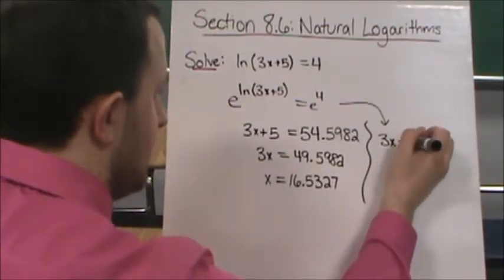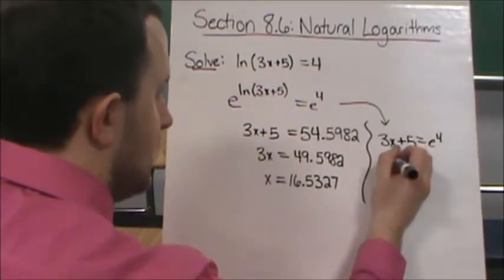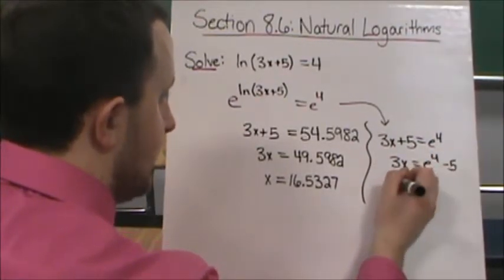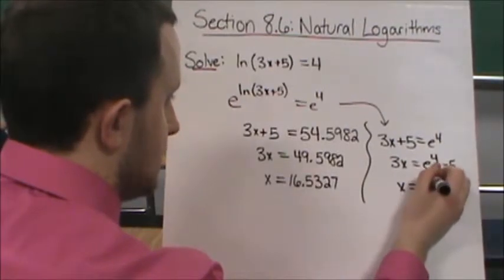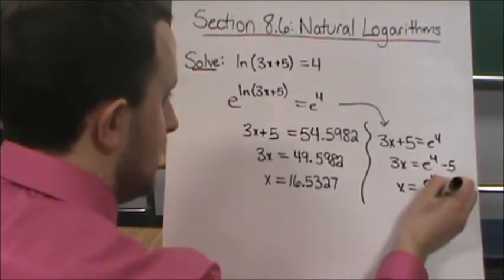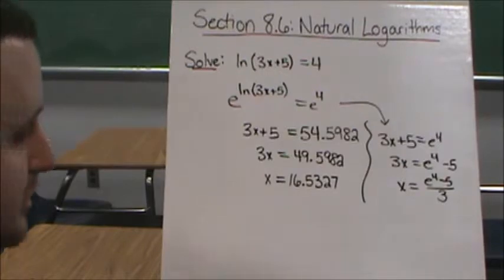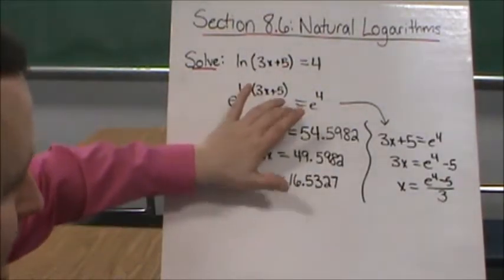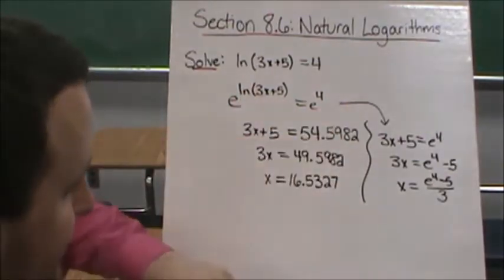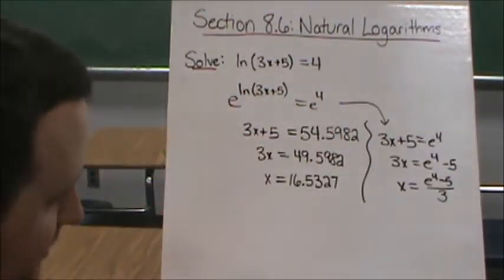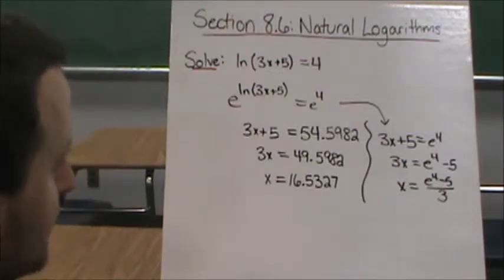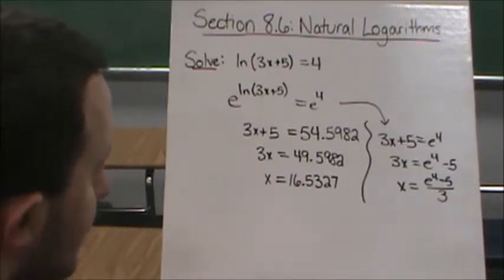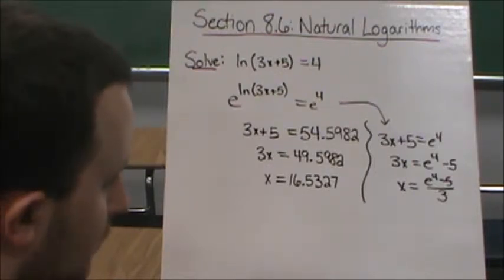3x plus 5 equals e to the 4th. 3x equals e to the 4th minus 5. And x equals e to the 4th minus 5 over 3. That's the exact solution. But bear in mind, when I first did it, I was rounding to 4 decimal places, so the answer would be a little bit off if you were to check that. But for the most part, when you check it out, it would indeed work out.